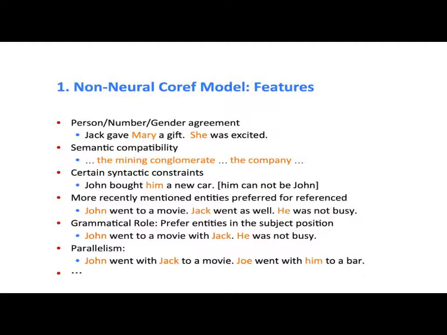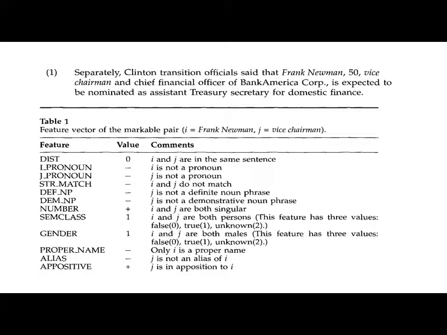For example, Jack gave Mary a gift, she was excited. So the gender agrees. Then semantic compatibility, and then you have the syntactic constraint. John bought him a new car, so he can't be John. And recently mentioned entities are preferred, and so on and so forth.